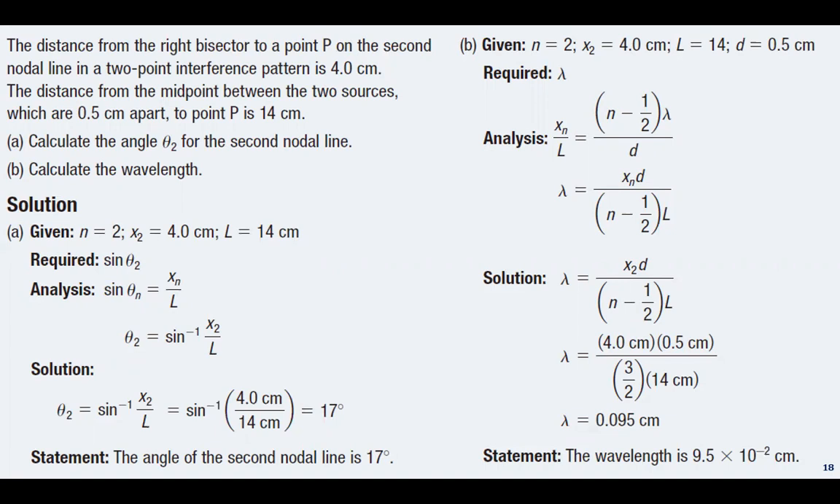So in this case, n equals 2. So we have lambda equals x2 times d divided by (2 minus 1/2) times L. This gives us the wavelength lambda is approximately 0.095 centimeter. So if you want to keep two significant figures, you should write the wavelength is 9.5 times 10 to the power of -2 centimeter.